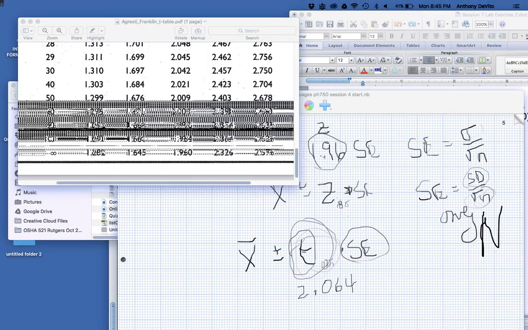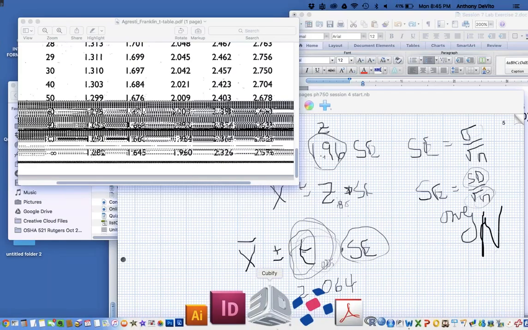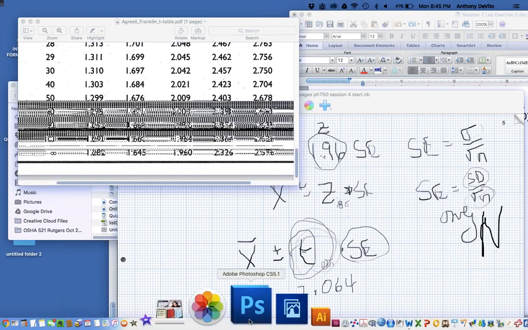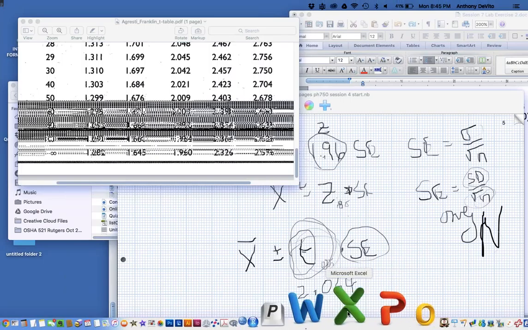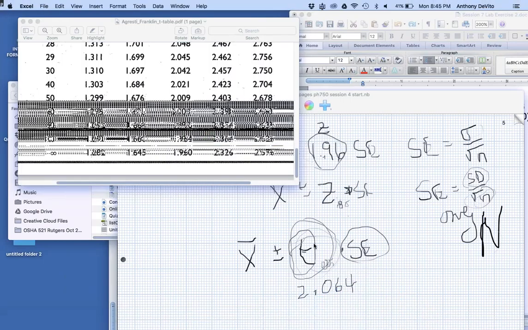Can you do this without the Z table? Yeah, we can do it with Excel, right? The Z table is another version of NORM.DIST and NORM.S.DIST in Excel. We could certainly, if I pull up Excel, and it'll open up a lot faster than that thing does.